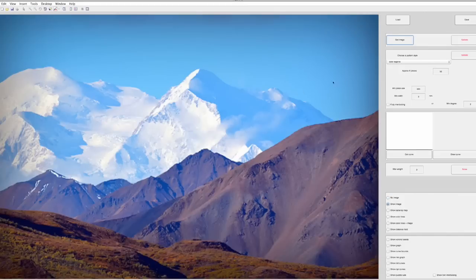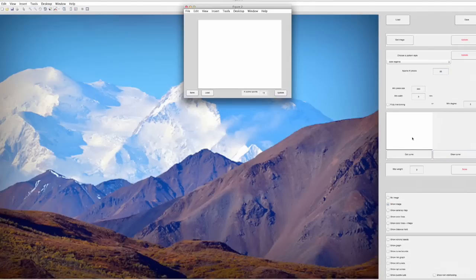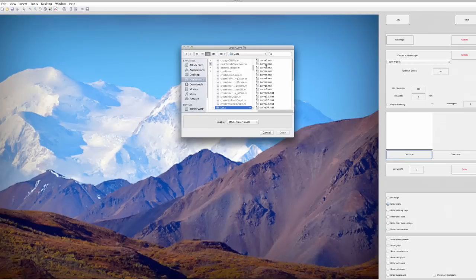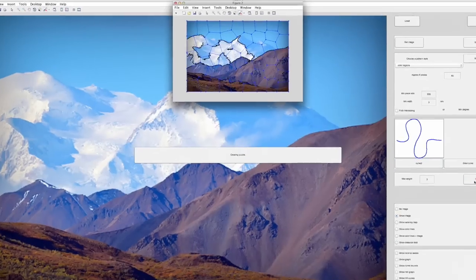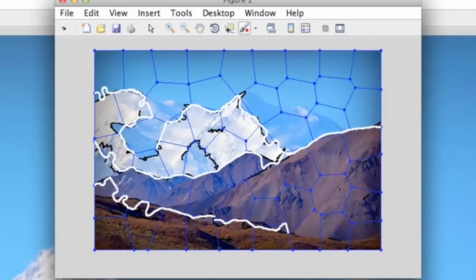The user selects the image to be puzzled and the desired number of pieces. The user can draw a sample curve or select a saved curve that will be used to create the general shape of the puzzle pieces. Here, our algorithm can be seen automatically generating conforming puzzle piece curves.